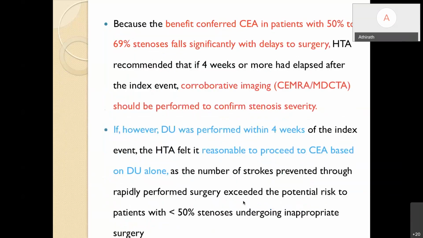Now, this is something very important. Whenever you are dealing with a 50% to 69% stenosis, you should see the time gap between when you first perform the scan and the timing of the surgery, I mean the surgical intervention. If this delay is more than 4 weeks, then you need to do a corroborative imaging, that is either an MR angiography or a CT angiography, to once again double confirm the stenosis severity. But if the time gap is less than 4 weeks, you can straight away proceed to any surgical intervention based on the duplex ultrasound alone.